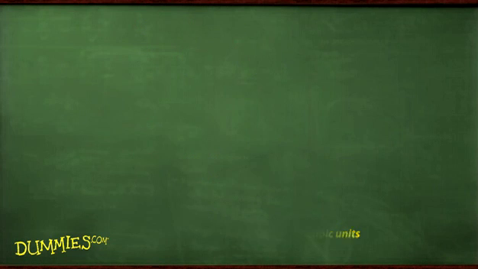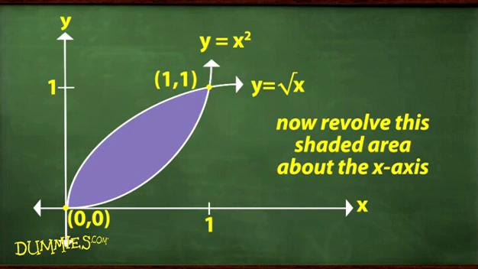Now, try the washer method. If your solid has a hollow area in the middle, you have to subtract for the hole in each slice. There's nothing to it. Here's an example. Take the area bounded by y equals x squared and y equals the square root of x and generate a solid by revolving the area around the x-axis.